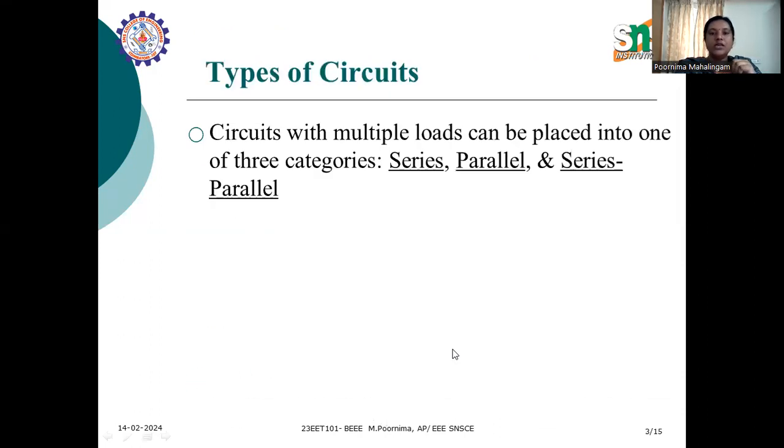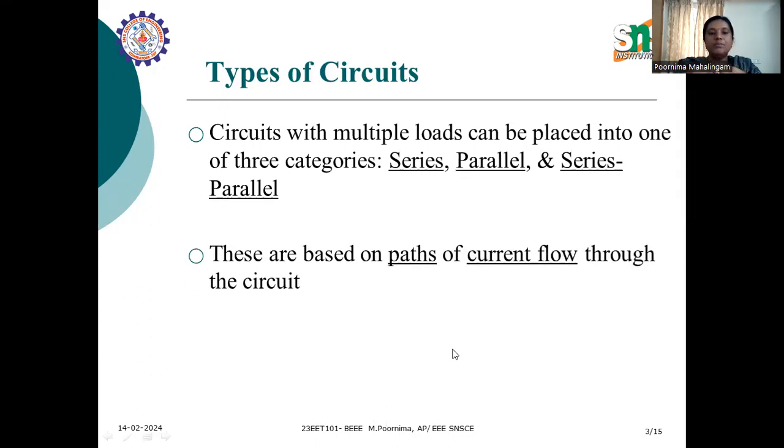Here basically we have three types. One is series, the next one is parallel, and the third is the combination of series and parallel circuits. They are categorized into three types based on the path of current flow through them.